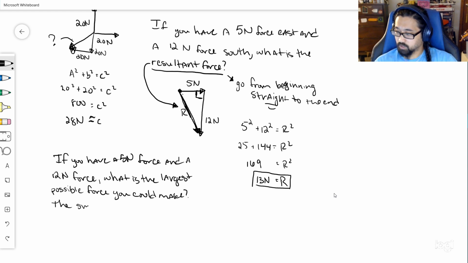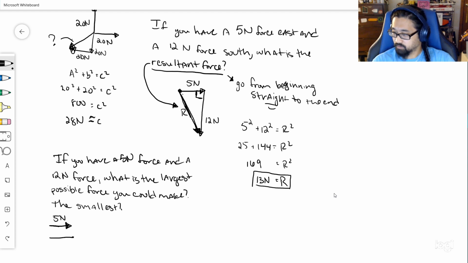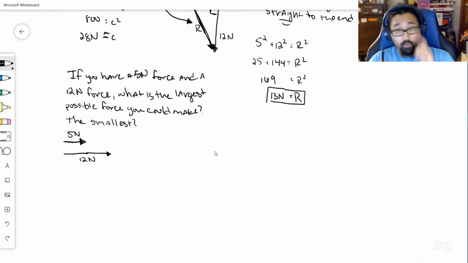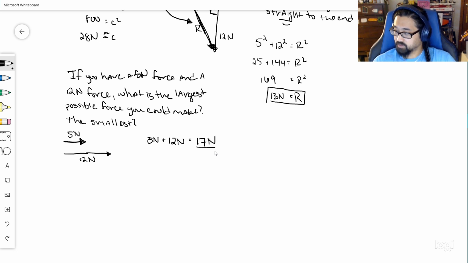What about the smallest? Right? So I have a force that's 5 newtons, and I also have a force that's 12 newtons. What's the biggest force they could possibly make? Well, if they're both pointing the same way, they're going to combine to be as big as possible. So if I add them both, 5 newtons plus 12 newtons would be 17 newtons. That's the largest. Just straight up add them in the same direction.